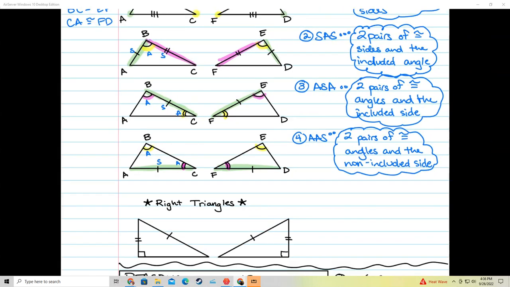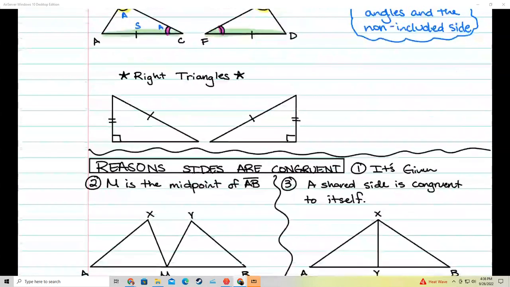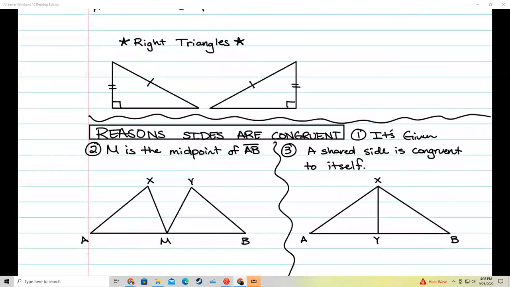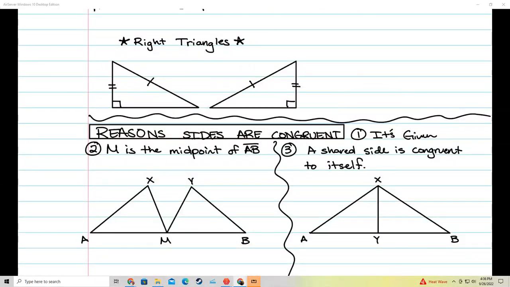All right, so that takes care of our first four theorems. We do actually have one more, and that's for right triangles. On right triangles, remember, let's just go over this. Anything that's touching the 90 degrees is considered a leg. Anything that's not touching the 90 degrees is considered a hypotenuse, okay? So this side right here is touching the 90 degrees. We call that a leg. This side right here is touching the 90 degrees. We call that a leg. This side right here is not touching the 90 degrees, so that one is called the hypotenuse.